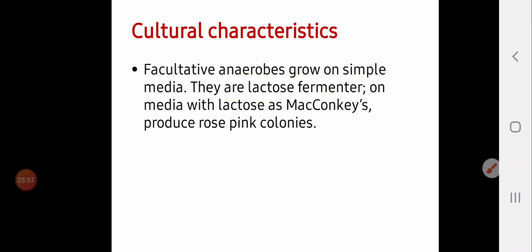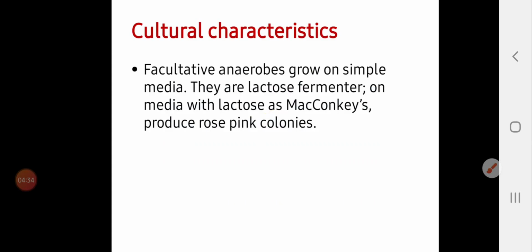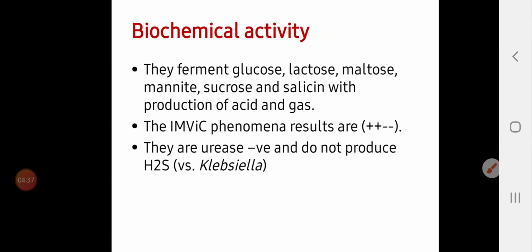So on lactose-containing media such as MacConkey's agar, they will appear as rose-pink colonies, because, as I said, in MacConkey's agar, there's lactose and there's a pH indicator, which is neutral red. E. coli will ferment this lactose, producing acid, changing the color of neutral red to rose-pink color. So E. coli will produce rose-pink colonies on MacConkey's agar, as you see here. This is about the cultural characteristics.